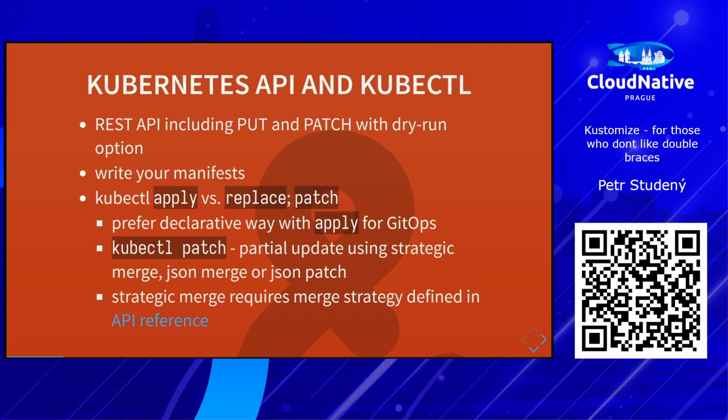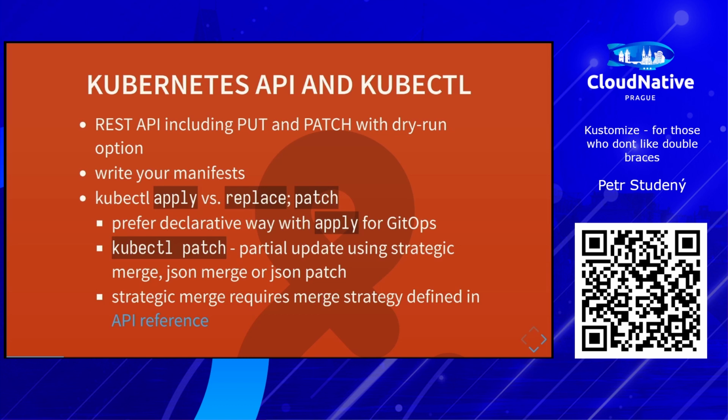So if you need to run something in Kubernetes, you have to write your manifests according to the specification. And to apply it to the cluster, you use kubectl apply or other commands of kubectl. The apply is the counterpart of the put method. So it will create the resource if it is not there, and it will update it if it already exists.